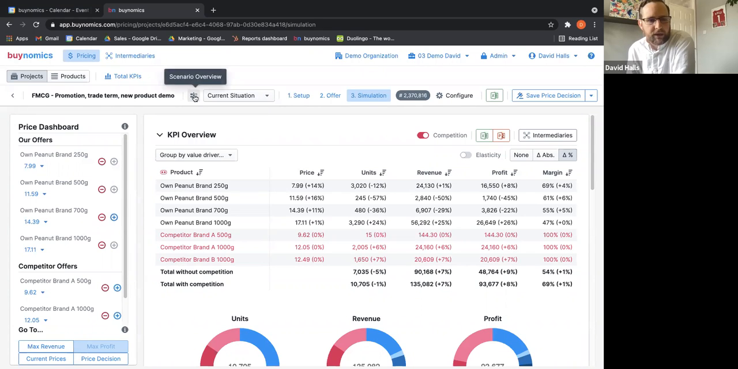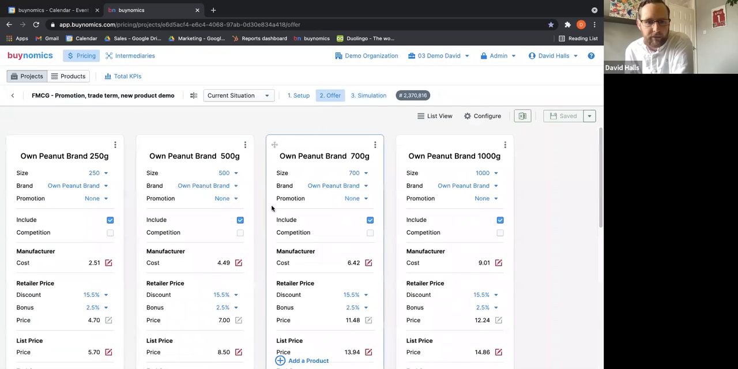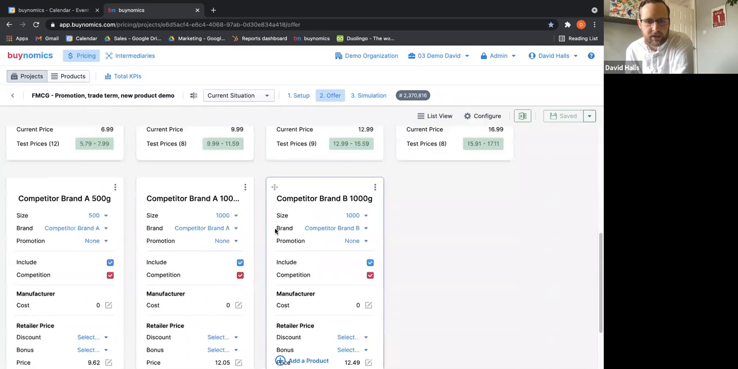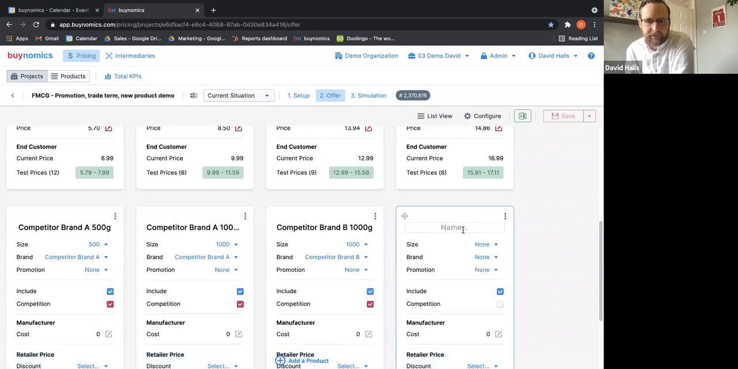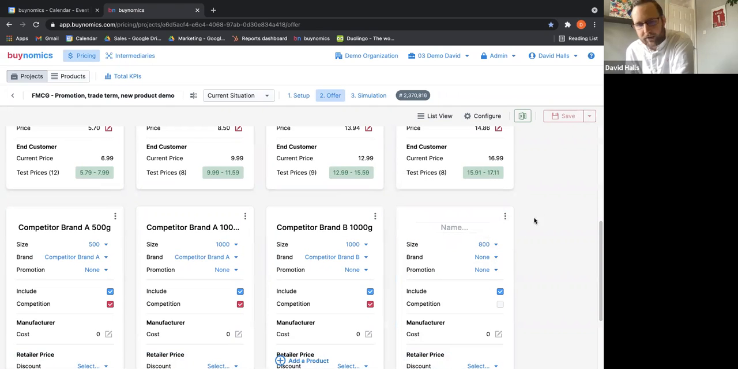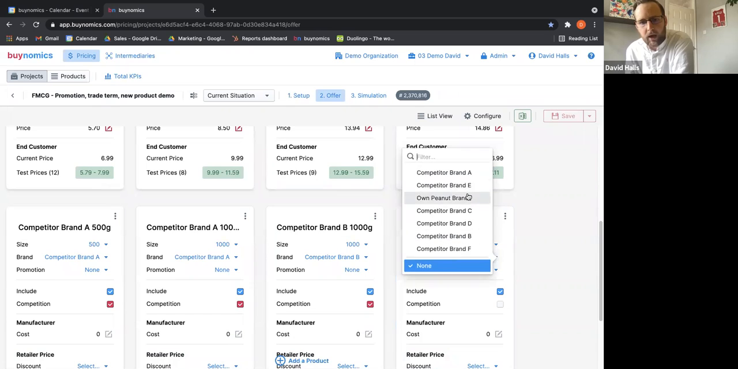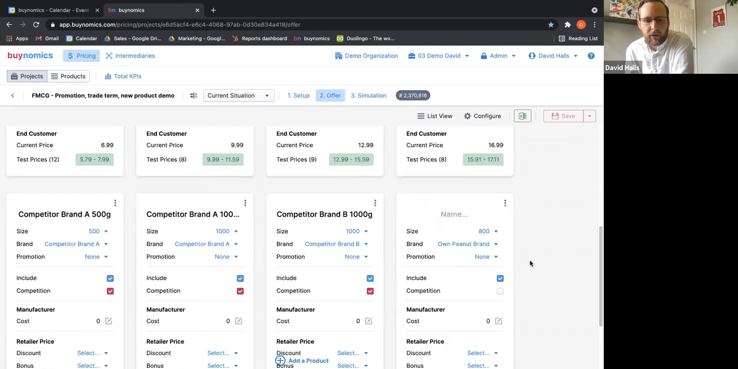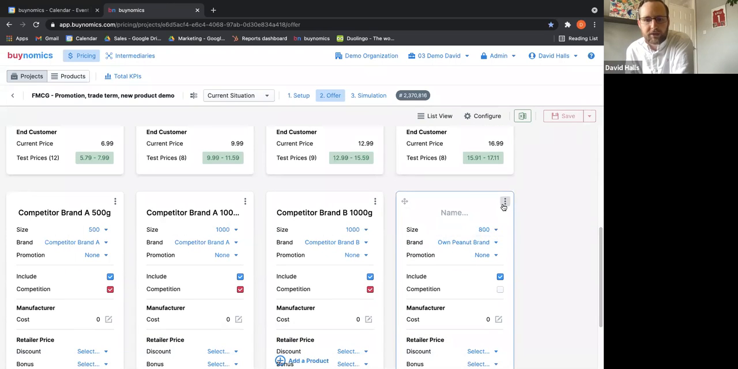Now, one of the other things that we need to consider is what would happen if a new product was launched. And I can do that within our office screen now. I won't go into too much detail. We can add products in, and I have the ability to add in, let's say I want to launch an 800 gram product into my range. I can quickly do that and scenario plan for what would happen if I launched this extra product.